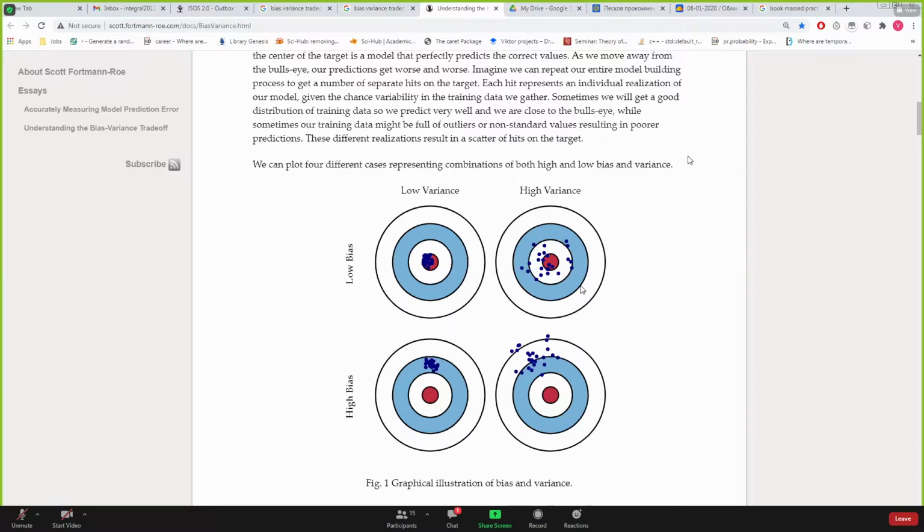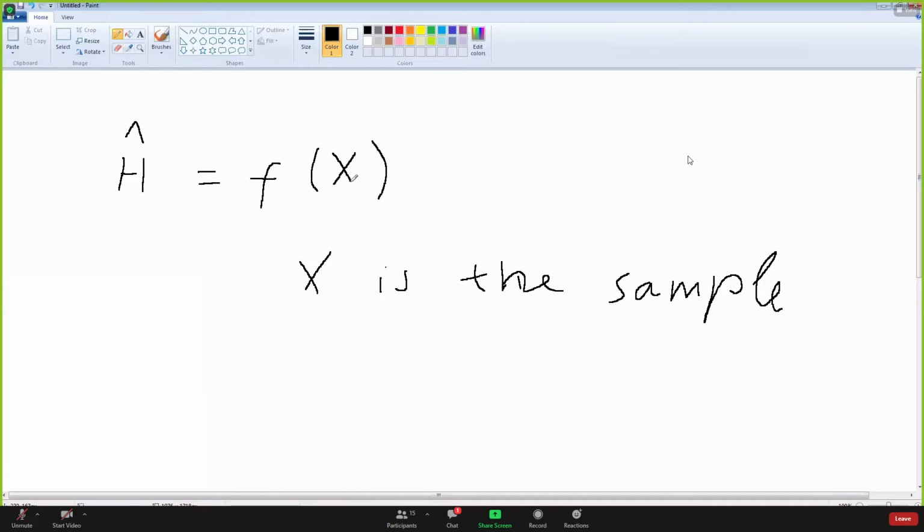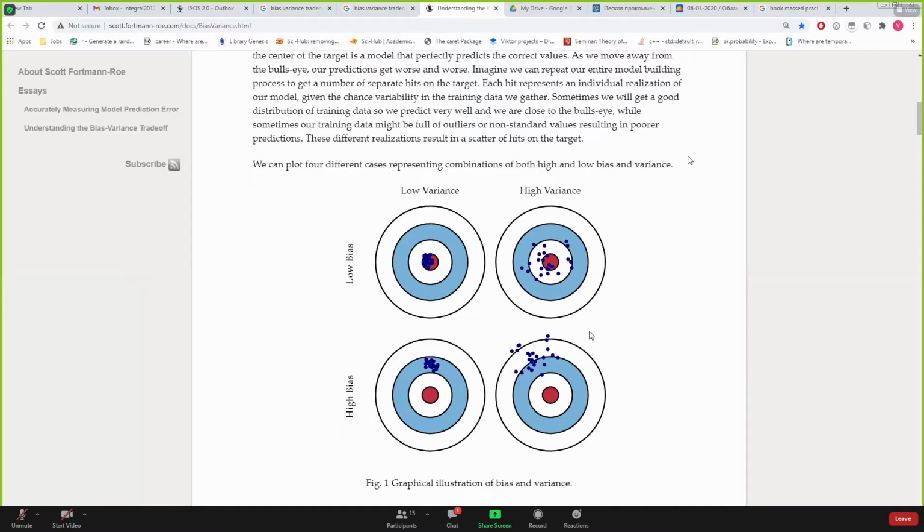Now let's look at this picture. You have here low bias, but high variance. So what does it mean? Your estimate, remember, can itself be seen as a random variable. X is a random collection of individuals, and therefore H hat is going to be a random variable. We see that this random variable has high variance. However, on average, it gives a value which should be close to the true value. So we have high variance, but we still have low bias, because the average is more or less where it should be.